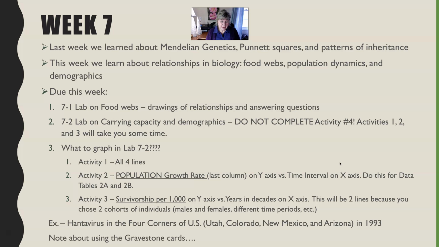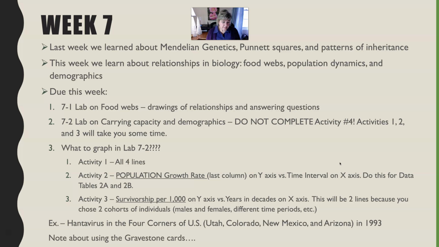For activity 3, survivorship per 1,000 on the y-axis, y vertical, versus years and decades on the x-axis, that's the horizontal axis. You're going to have 2 lines on this one graph area because you're choosing 2 cohorts. You're choosing males and females, or different time periods, the 1900s versus the 1800s. You're choosing the cohorts. So there are 2 different cohorts that you're choosing, and there will be 2 lines on that graph area.